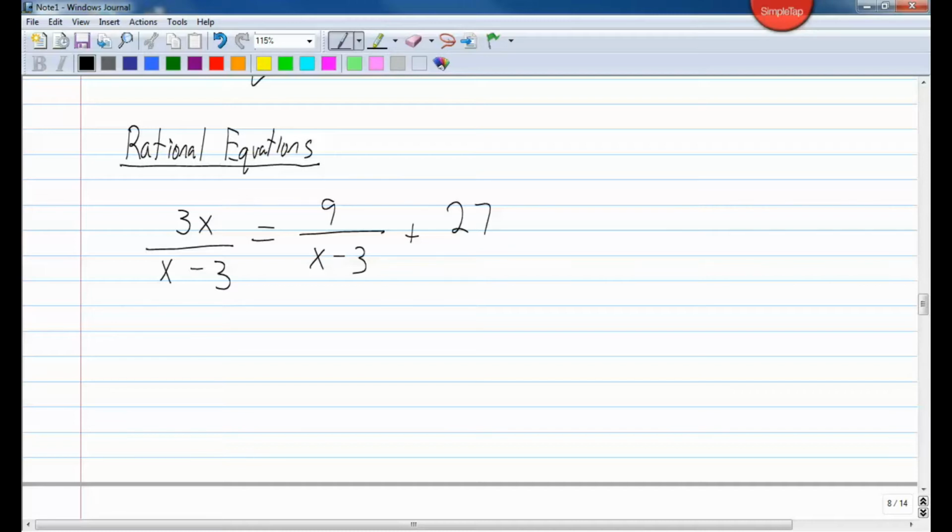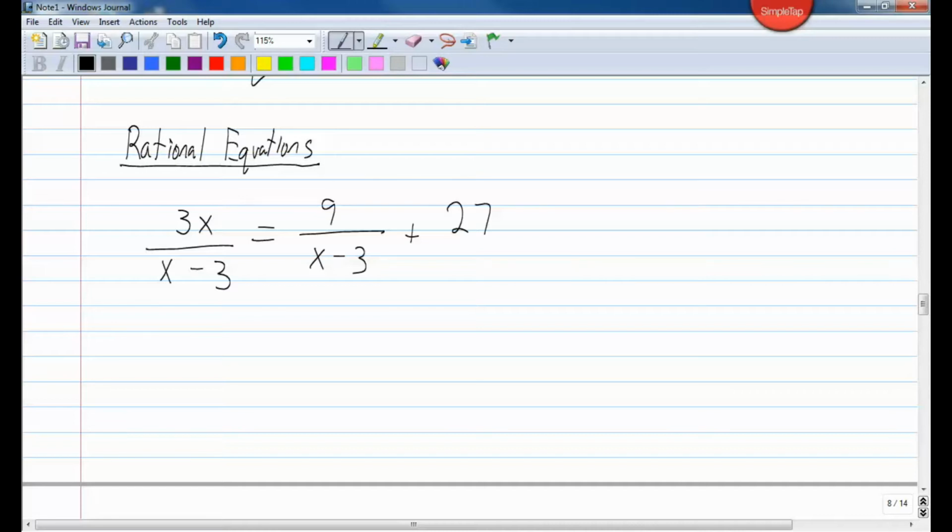Alright, so I need to look at the first thing before I start working anything out. I need to look at all of the denominators. Now in this problem, I have two denominators, but they are the same denominator. So really I only have to look at one of them. And I need to figure out, or say to myself, what would x have to be so that my denominator would equal 0?